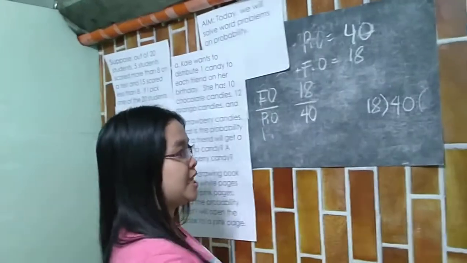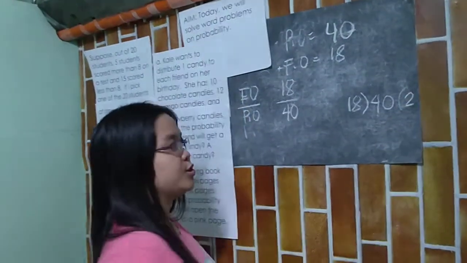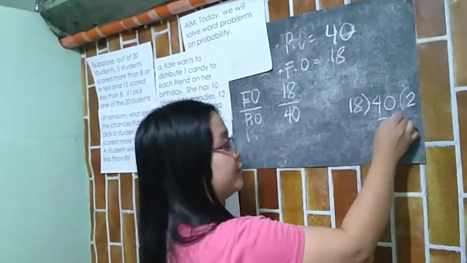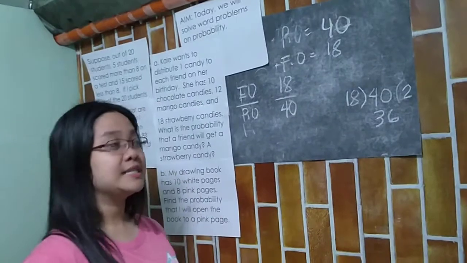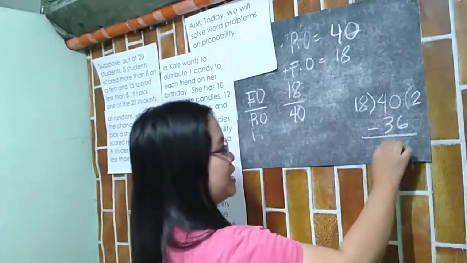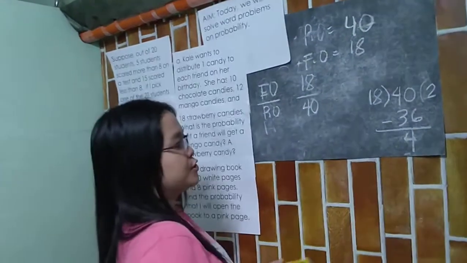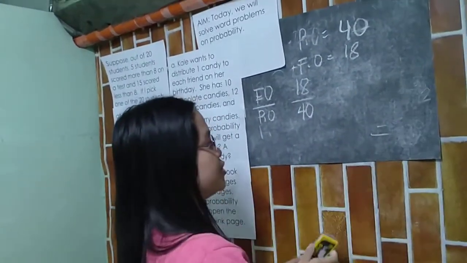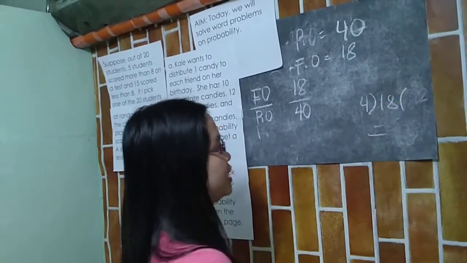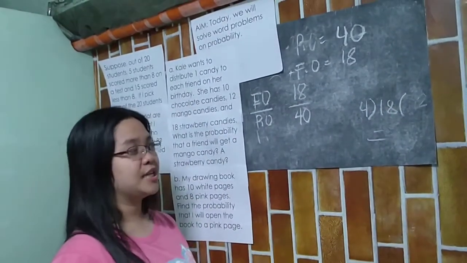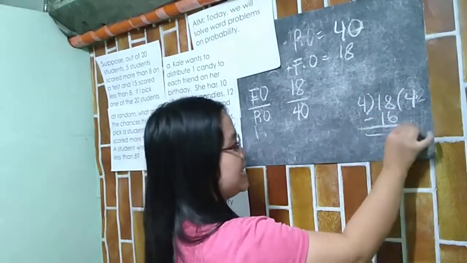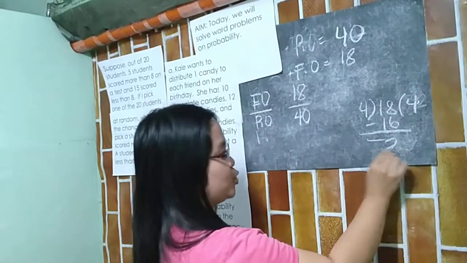So that will be 2, right? So 2 times 18 is 36. Very good. So 40 minus 36 is 4. So let's use 4 as our new divisor and 18 as our new dividend. How many 4s are there in 18? So we have 4. 4 times 4 is 16. 18 minus 16 is 2.